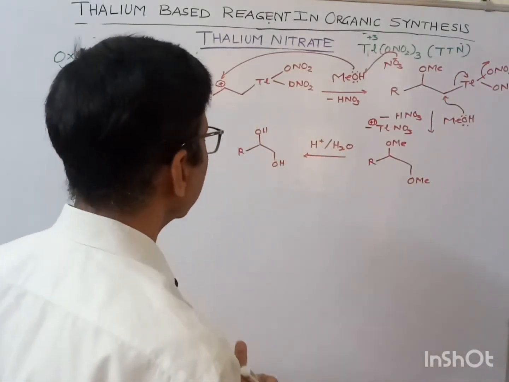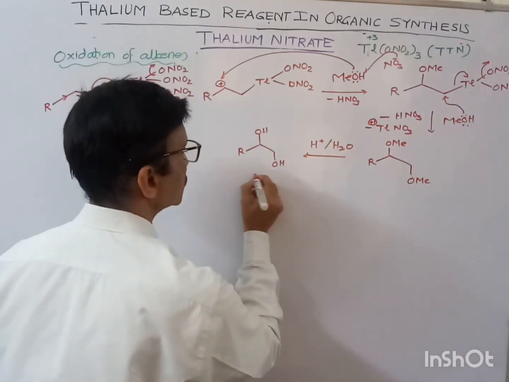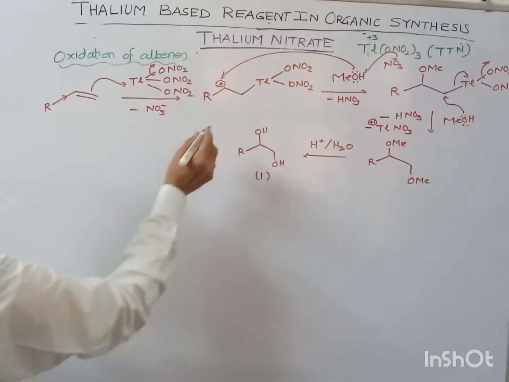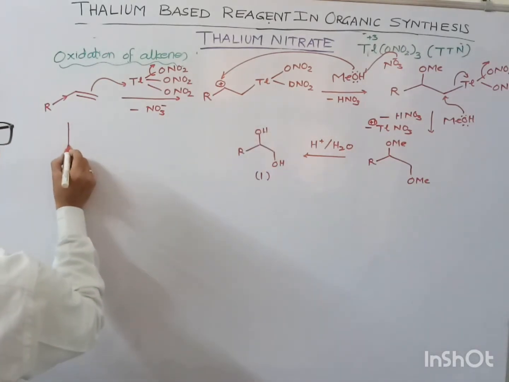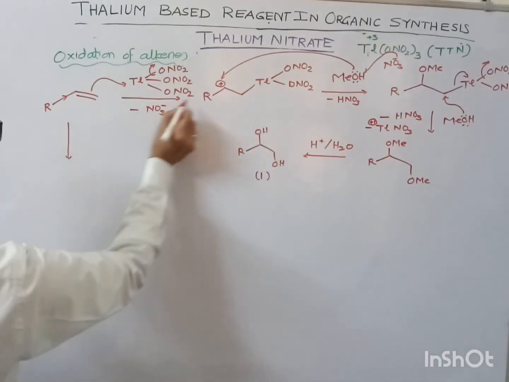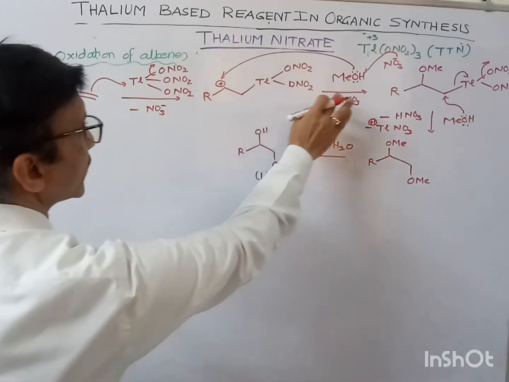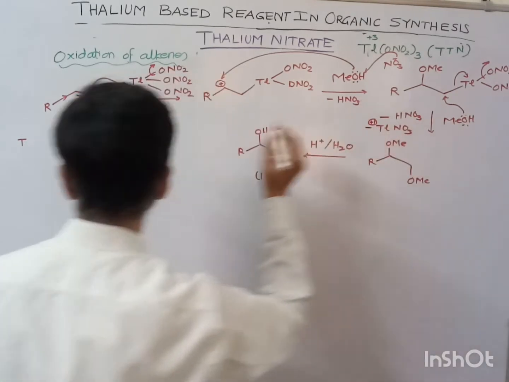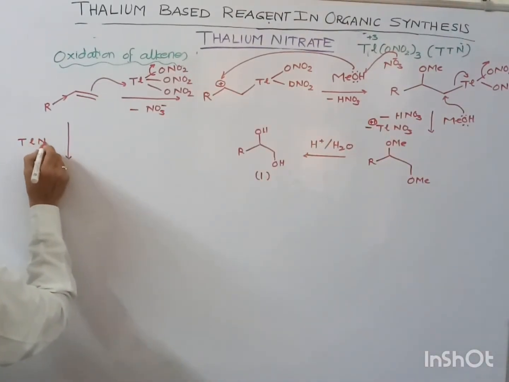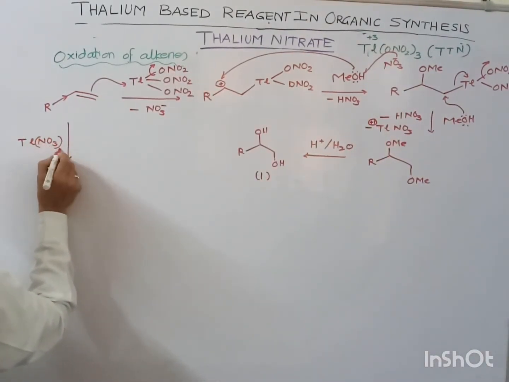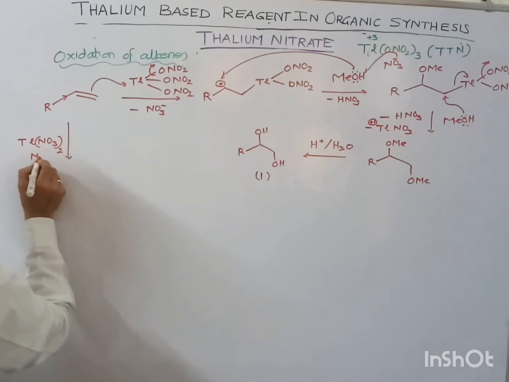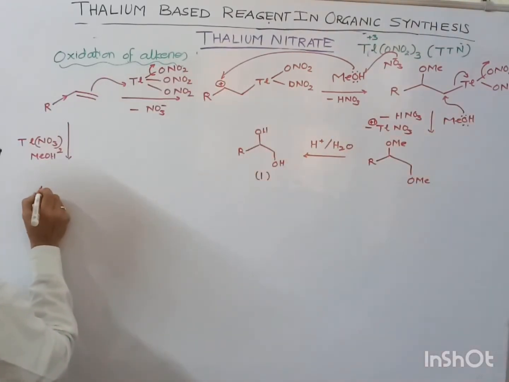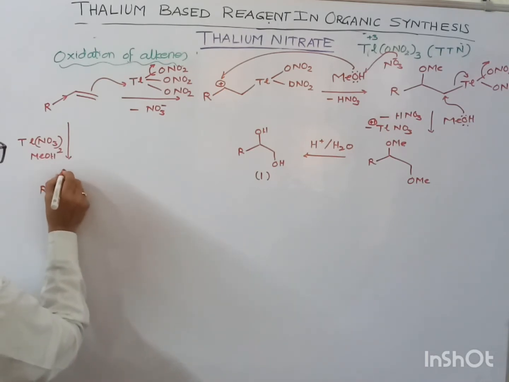So let's see another one. This is one of the products. Suppose this product is 1. Now if you see what I have written, with thallium trinitrate in the presence of methanol, suppose I am writing this product directly here. So if we have thallium trinitrate and this methanol, then what have I got? This product, R-O-N-E.